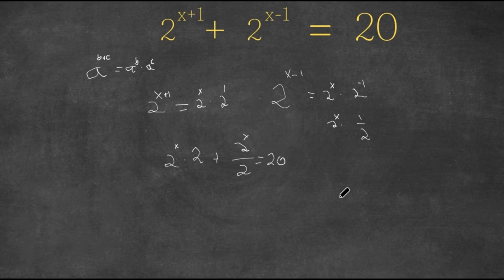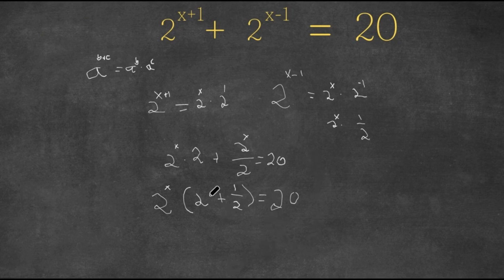So now, as you see, we have our equation, and if you notice, we have two terms with 2 to the power of x. So now what we're going to do is factor out 2 to the power of x. If we factor out 2 to the power of x, we get 2 to the power of x times 2 divided by 2 to the power of x, which is simply 2, plus, this is the same thing as 1/2 times 2 to the power of x, so 1/2 times 2 to the power of x divided by 2 to the power of x is simply 1/2. So we have 2 to the power of x times 2 plus 1/2 equals 20.